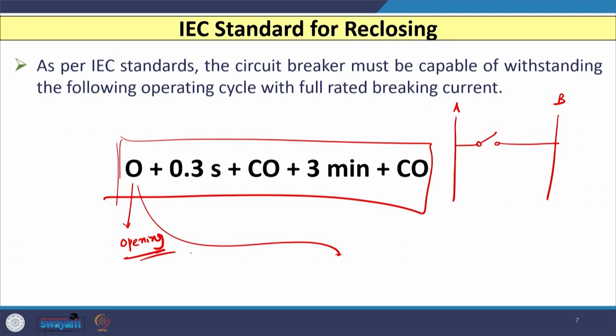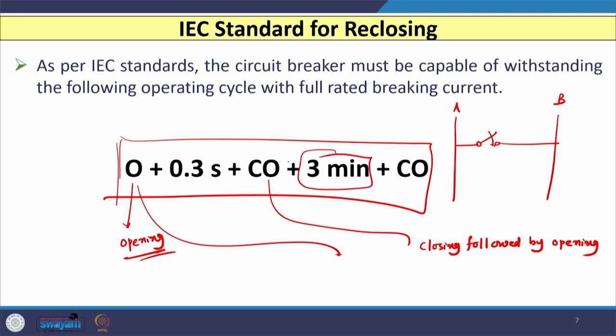Then there is a waiting period of 0.3 second or 300 milliseconds. Then comes closing followed by opening. So, it is going to close and again it is going to open, and again there is a waiting period of 3 minutes, and then again the same sequence, closing followed by opening, is carried out. This sequence needs to be followed by any circuit breaker which is installed in the actual field.